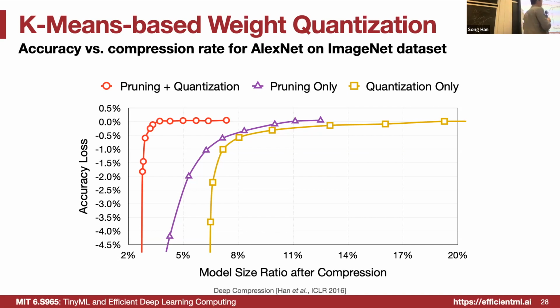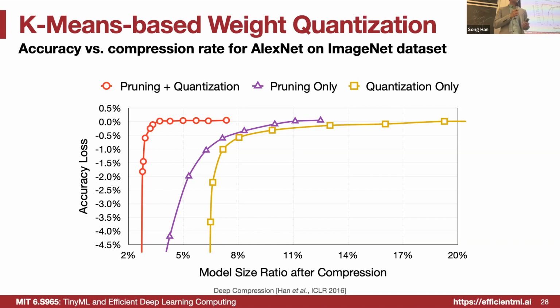Here, let's brainstorm a little bit. Should we do pruning first and then quantization, or quantization first and then pruning? Pruning first. Yeah, pruning first. You want to first reduce the number of weights, and then you reduce the number of bits per weight. Each weight will have fewer bits, and you also have fewer parameters.